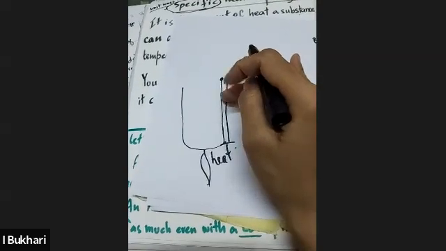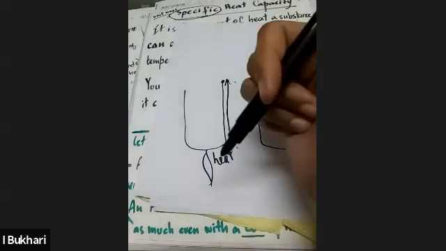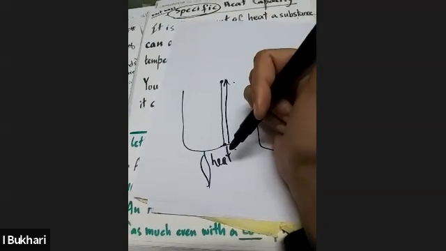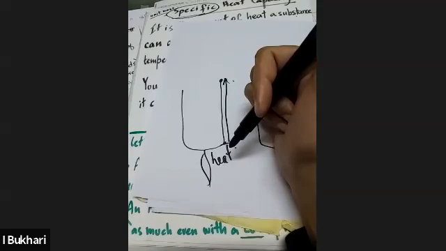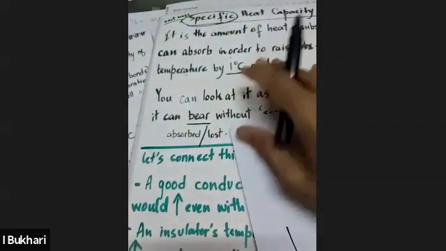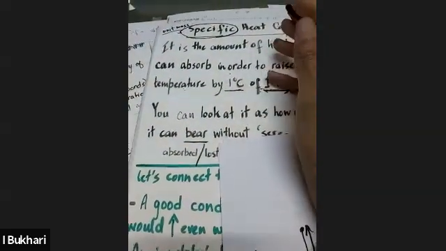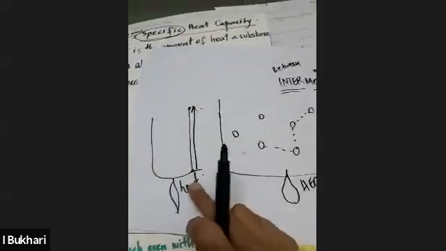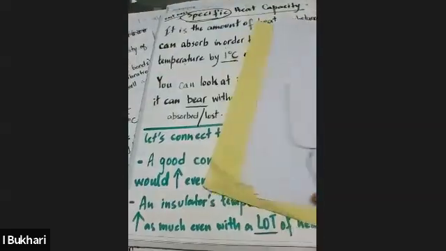So the average kinetic energy of the atoms will increase in no time, even with a little amount of heat. Therefore, the specific heat capacity is low in this case. Meaning even a smaller amount of energy would increase the temperature by 1 degree Celsius of 1 kilogram. So conductors have low specific heat capacity. Insulators have high specific heat capacity.